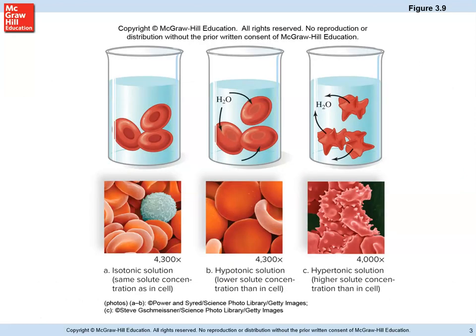Here we see a couple of different examples of cells attempting to achieve equilibrium with their environment. And achieving equilibrium with your environment is not always a good thing. That's not always going to produce desired outcomes.